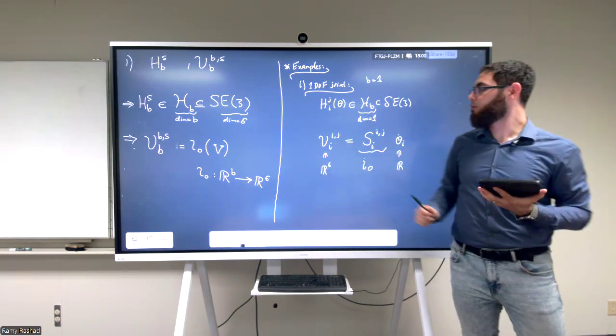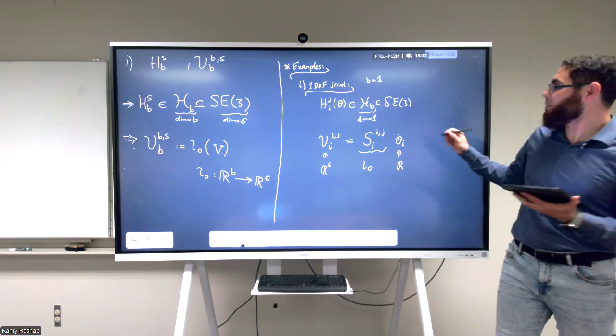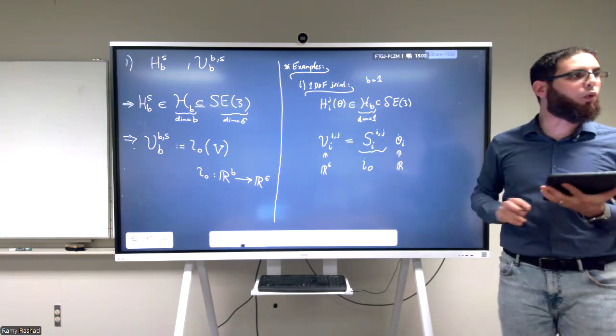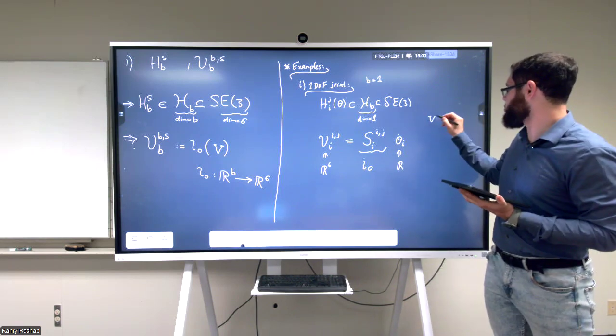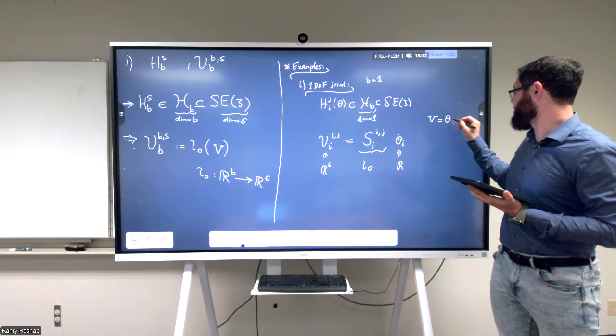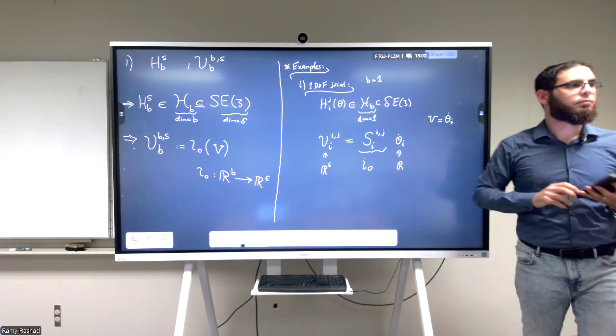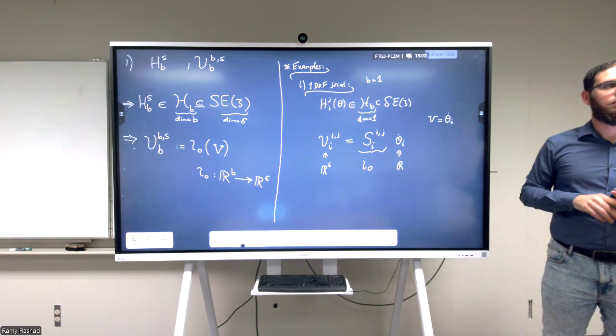This is an example of the 1 degree of freedom joint. What about the small v? What is the small v that we're talking about? It's the theta dot, exactly. So this v is nothing else than theta I dot. Another example.